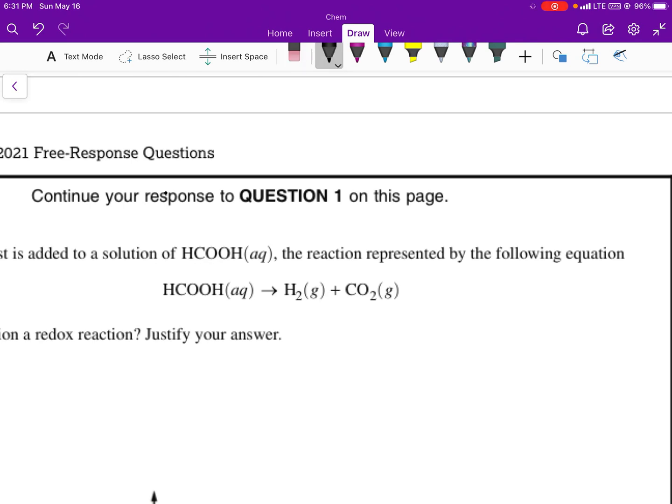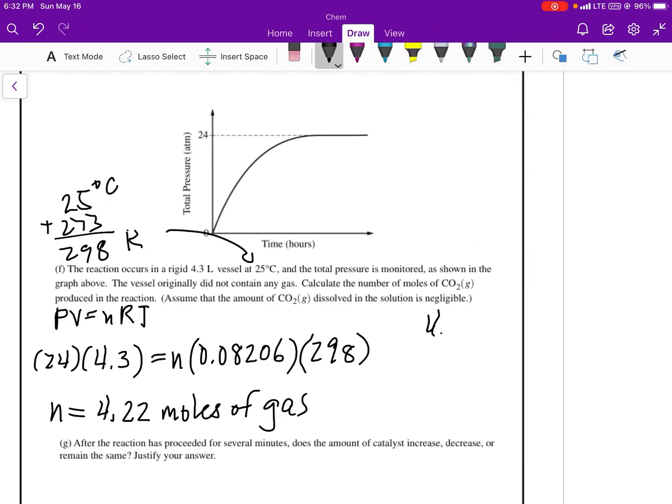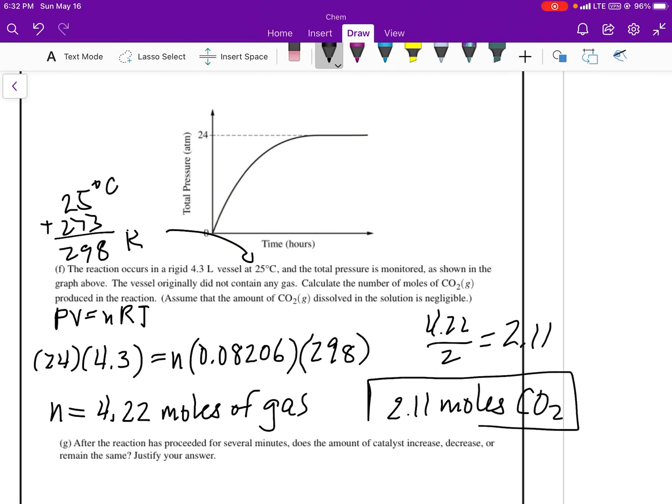Now, the hydrogen gas and carbon dioxide gas are produced in a 1-to-1 molar ratio. You have 4.22 over 2, which is 2.11. So therefore, there's 2.11 moles of CO2 produced, and that would be your final answer.